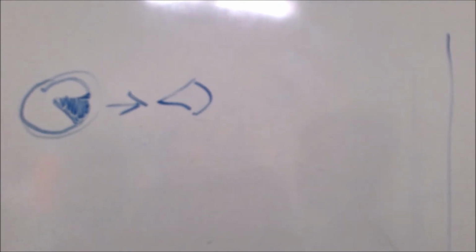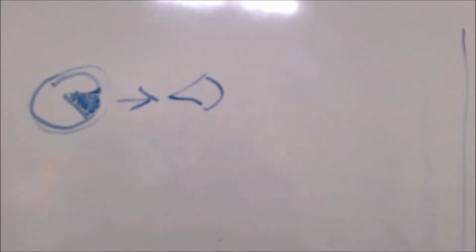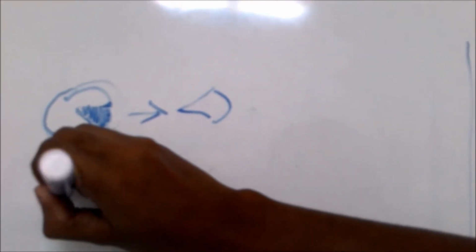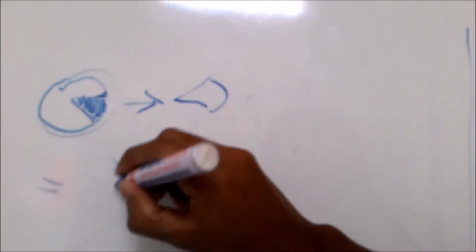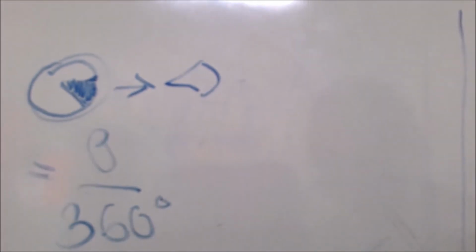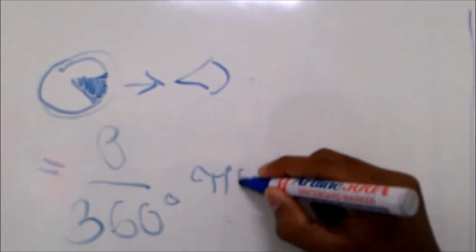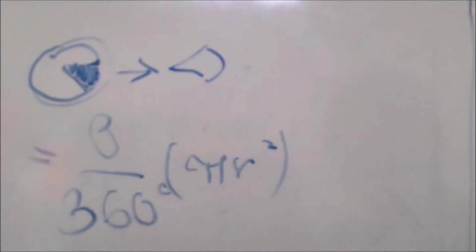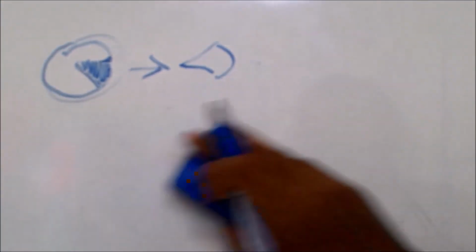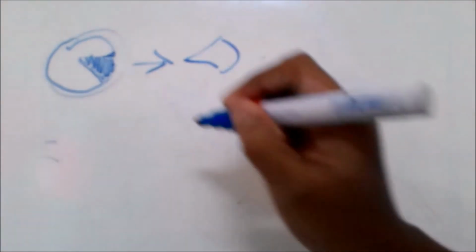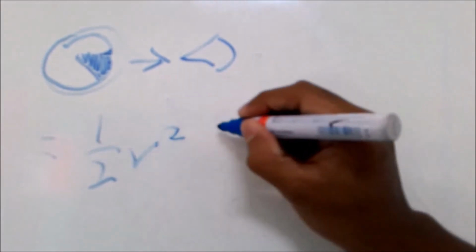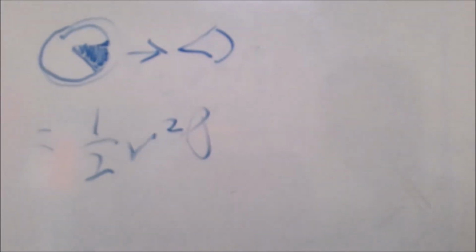Okay, how can we calculate the sector of a circle? The given formula for the area is theta over 360 degrees times pi r squared. You can use this formula, or another formula for calculating the area: half r squared theta. So what exactly is theta?